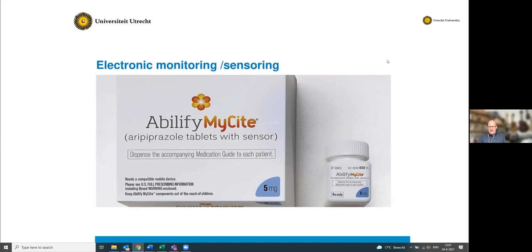electronic measuring device, and this goes one step further, because these are tablets with a sensor in them, and people then have a patch on their belly that measures whether the tablets are actually swallowed. So this one doesn't measure whether you take the tablet out of the bottle, but whether you took the actual dosage and swallowed it, and it goes into your system. So this is one step further. These are being used mostly in clinical trials, where it is important to know whether people took their medication or not.